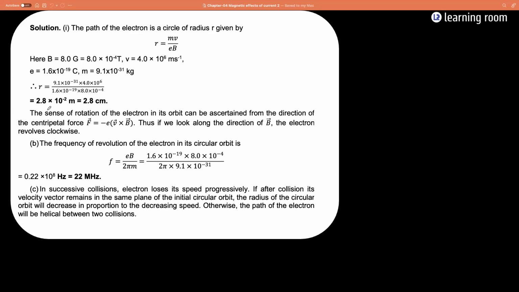So this is what they told. The electron loses its speed progressively. If after collision its velocity vector remains in the same plane as the initial circular orbit, the radius of the circular orbit will decrease because R is directly proportional to V, right? So the path of the particle will go in a helical path.